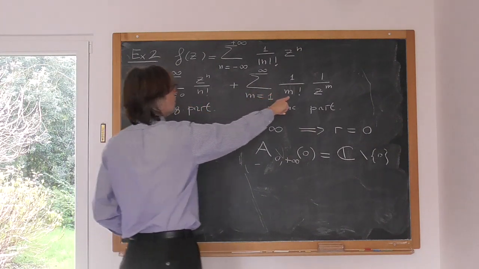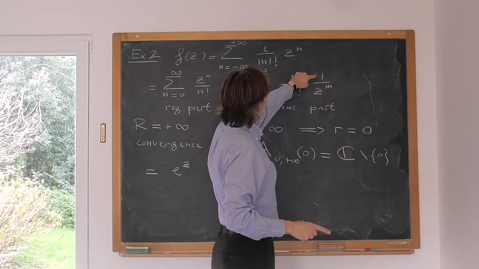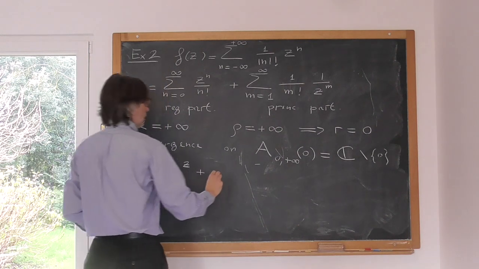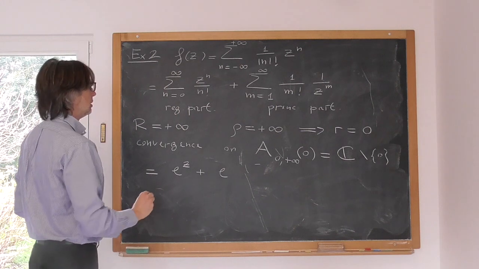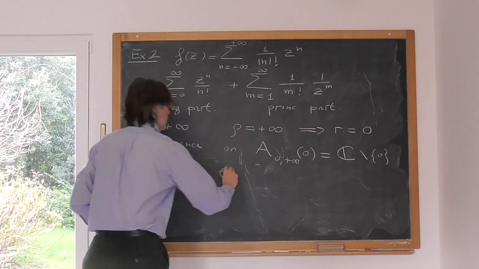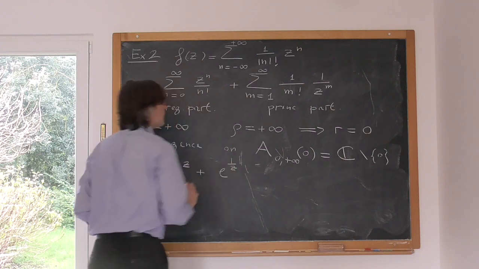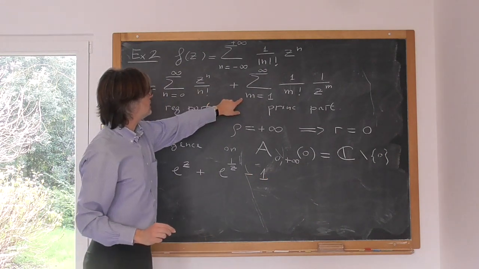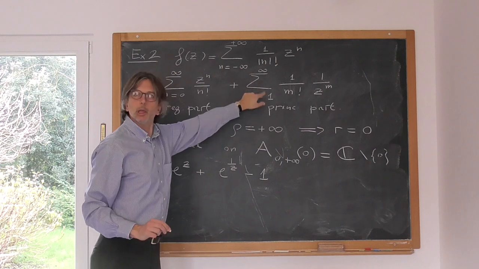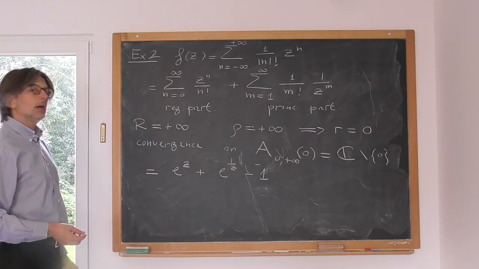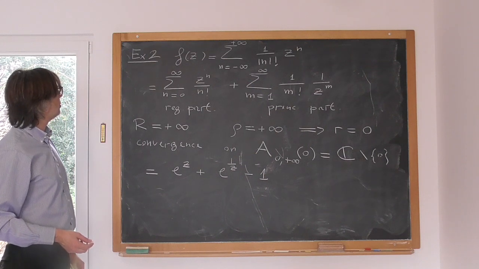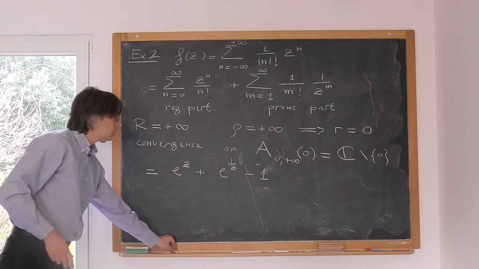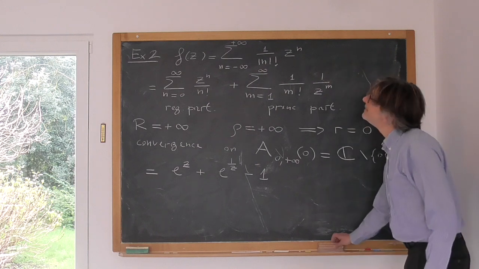And this is 1 over z to the n, so this is the exponential, but applied, so this is e to the 1 over z minus 1, because this sum here starts with m equal 1. Okay? So in this case, we were able to write down explicitly the sum of this Laurent series. Okay, so far, so good, I hope.